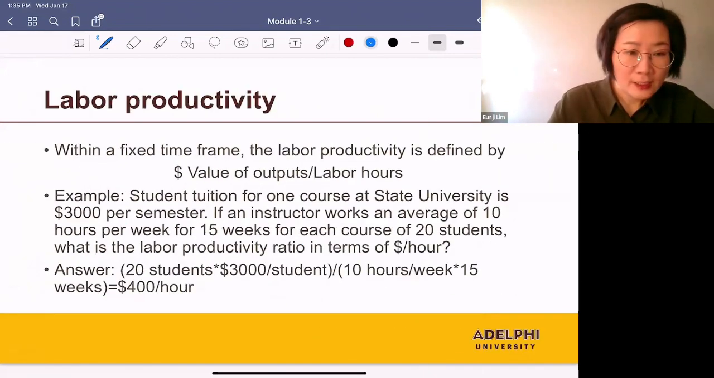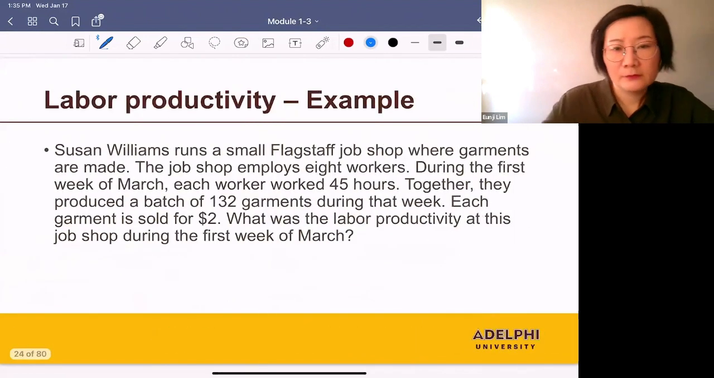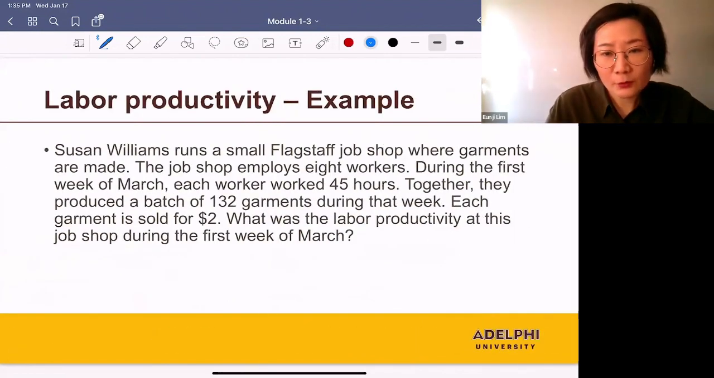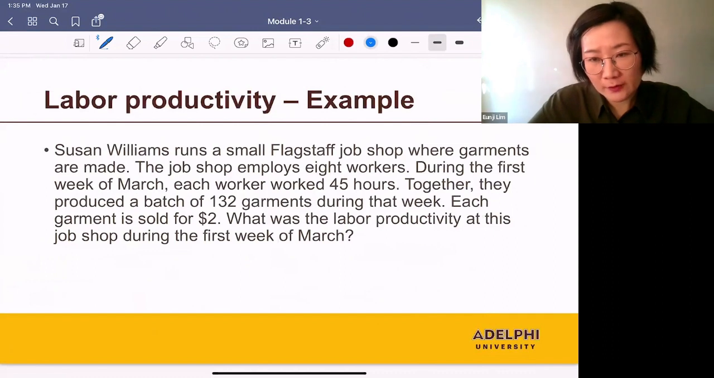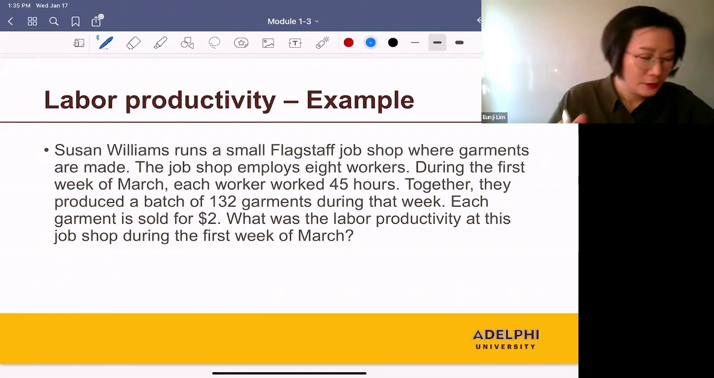Now let's try another example. Susan Williams runs a small flat staff job shop where garments are made. The job shop employs 8 workers. During the first week of March, each worker worked 45 hours. Together, they produced a batch of 132 garments during that week. Each garment is sold for $2. What was the labor productivity at this job shop during the first week of March?